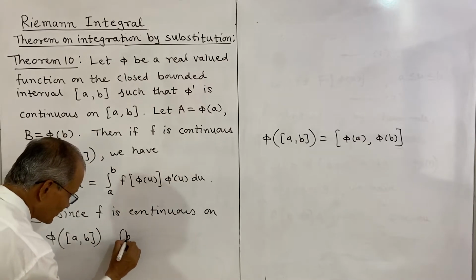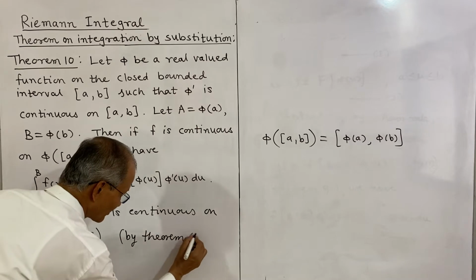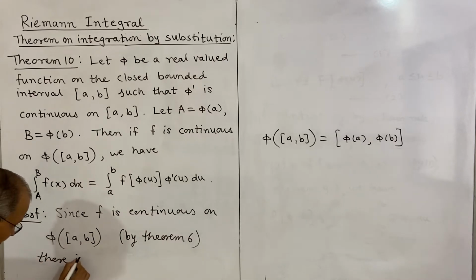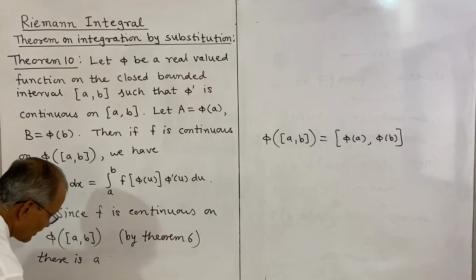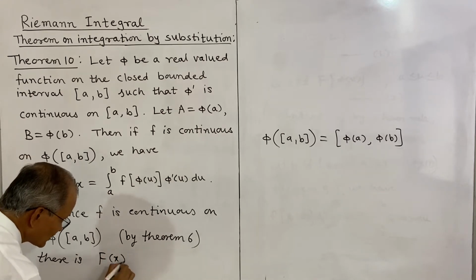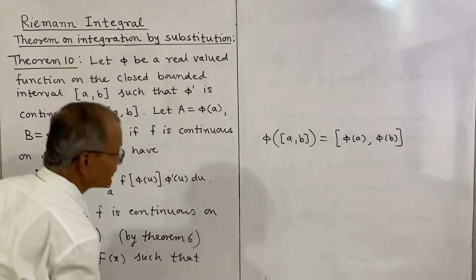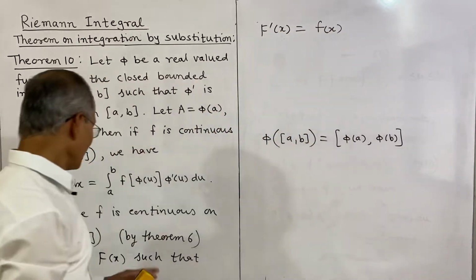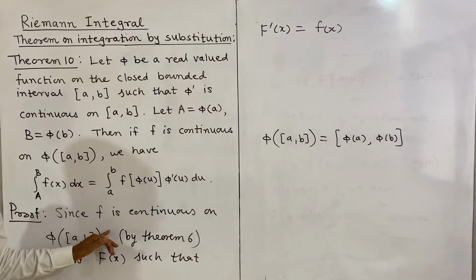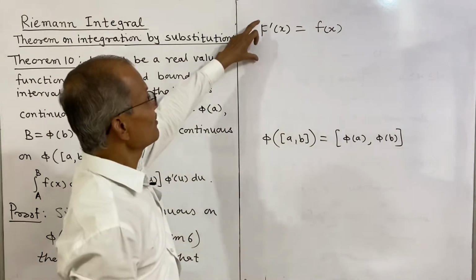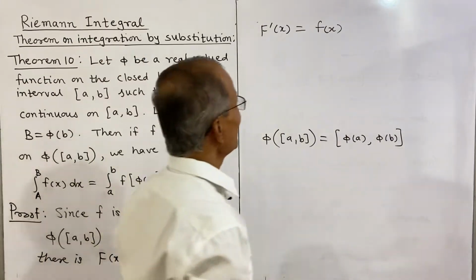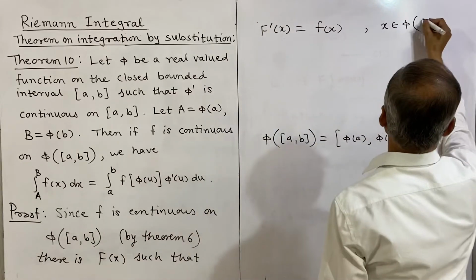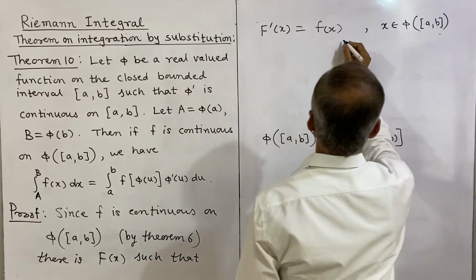By theorem 6, which is the first fundamental theorem of calculus, we have proved that because the function is continuous, there exists a function capital F of x such that the derivative of capital F of x is equal to small f of x. Because f is continuous means f is Riemann integrable, and because it is Riemann integrable, there exists a function capital F whose derivative is small f, and here x belongs to the phi image of the interval a to b, and we may assume this as 1.